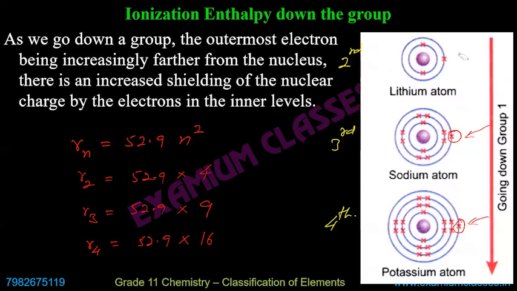So it means when we move down the group, it requires less energy to remove the electron. The electron is far away, force of attraction is less. So down the group, ionization enthalpy decreases.